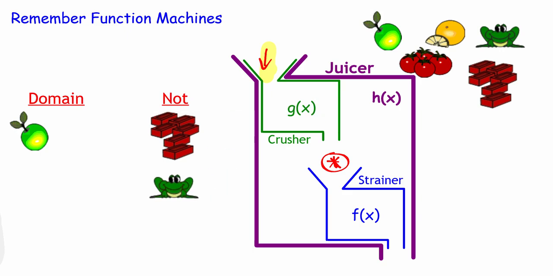So when we're looking at the domain for the composition of the functions, we have to consider what's acceptable to go into g of x, and then what output from g of x is acceptable to go into f of x.